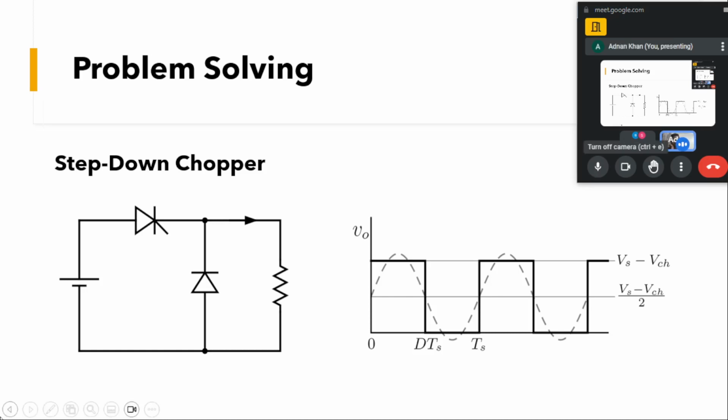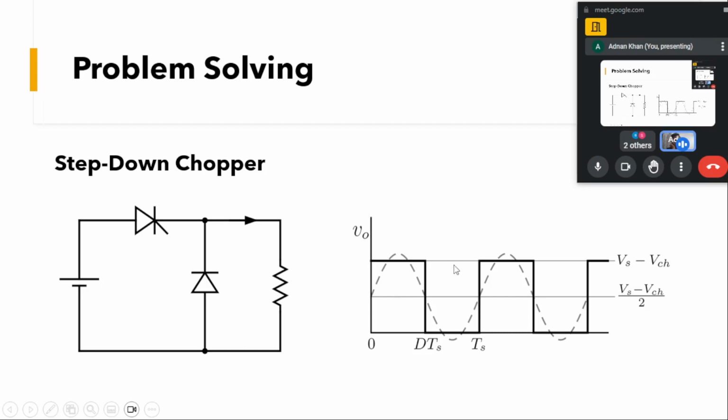So this fundamental, as I told you, if you look at this voltage square waveform, oscillates around this mean voltage of Vs minus Vch by 2. So you can see here that our fundamental will start at 0 with a value of Vs minus Vch by 2, and after completing one cycle, at Ts, it will be at the same position. This is due to the DC offset of Vs minus Vch by 2. So this was our fundamental.